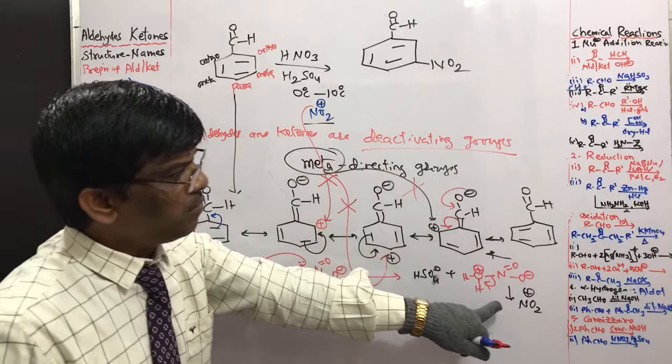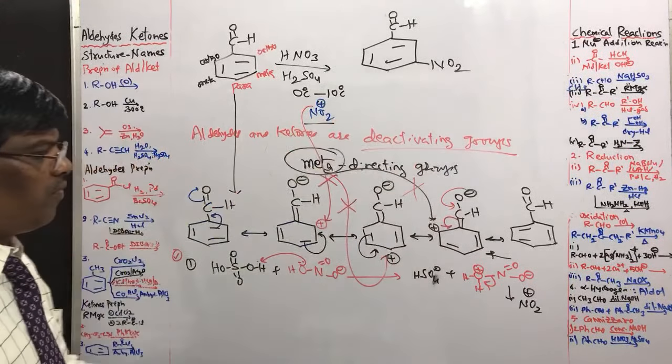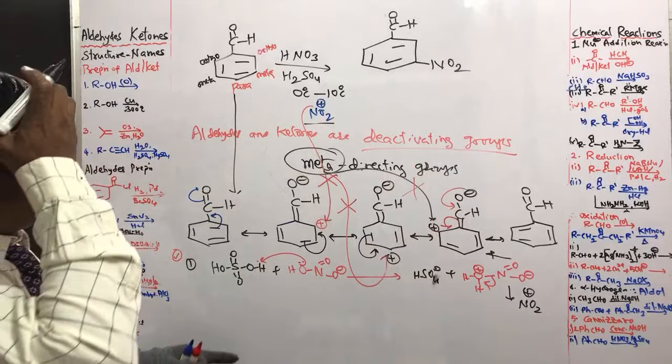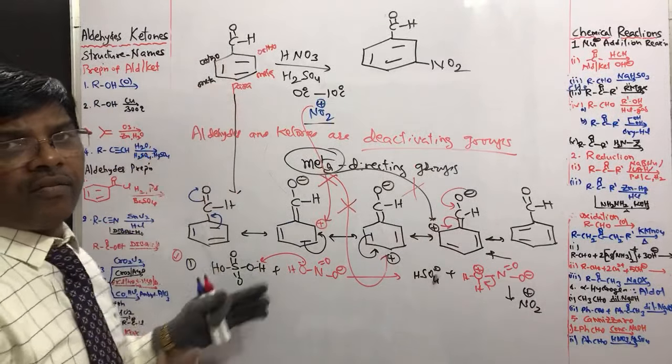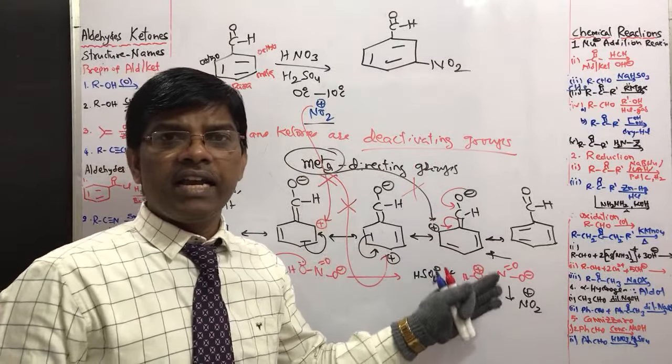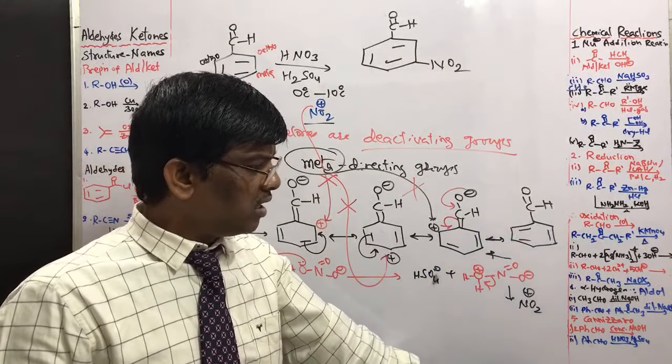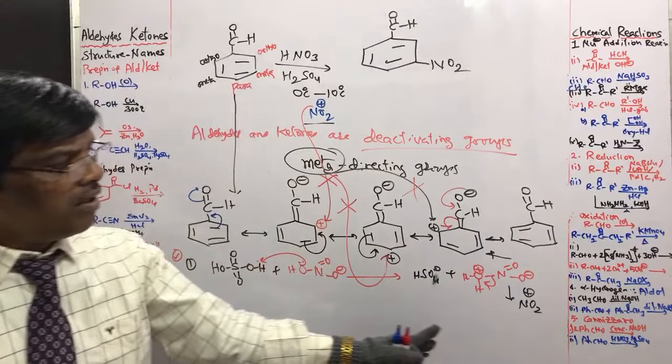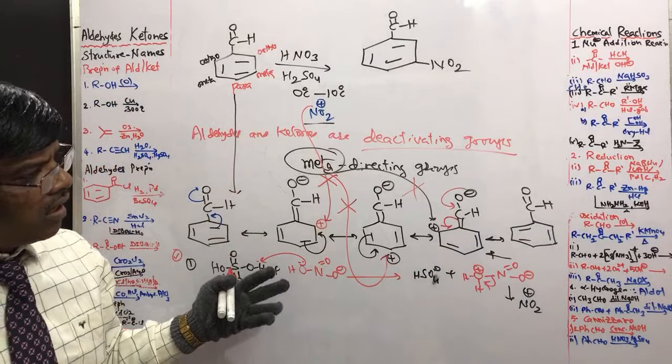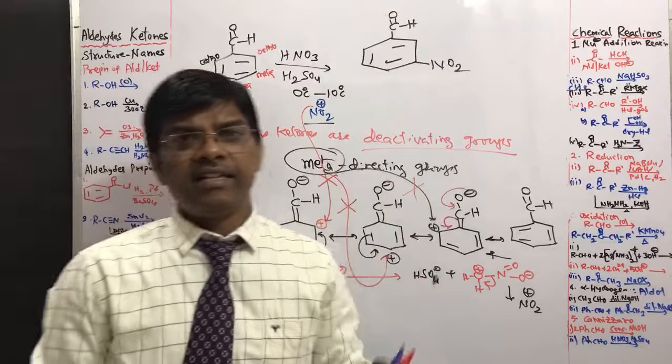Yes, students. So this meta-nitrobenzaldehyde is going to be formed in aromatic electrophilic substitution reactions of aldehydes and ketones of aromatic compounds. Yes, students. So this is how you can learn aldehydes and ketones.